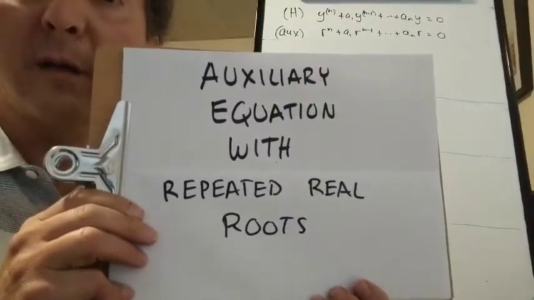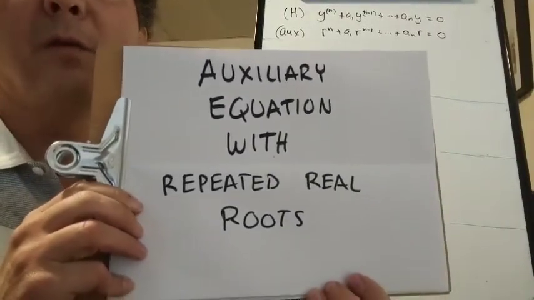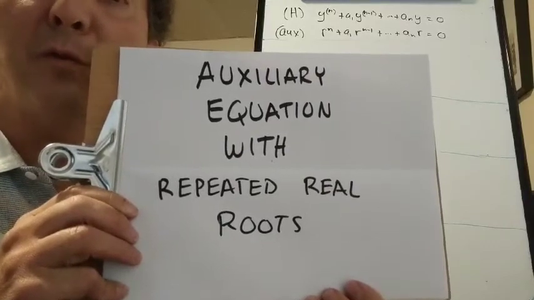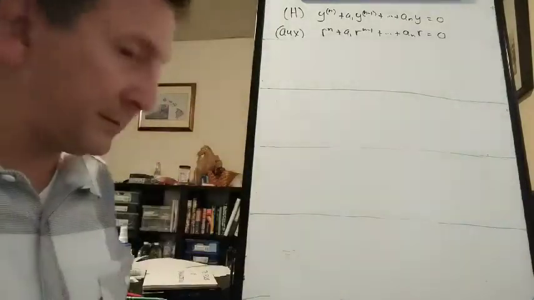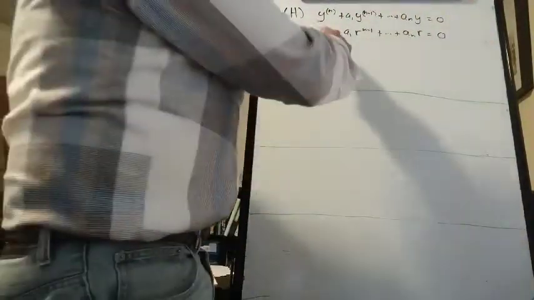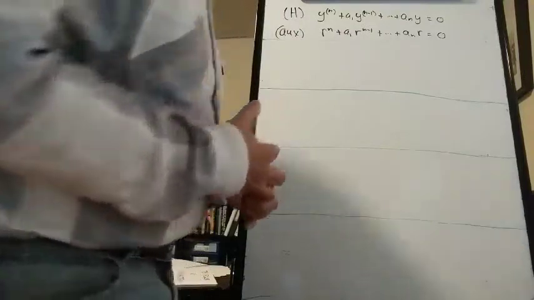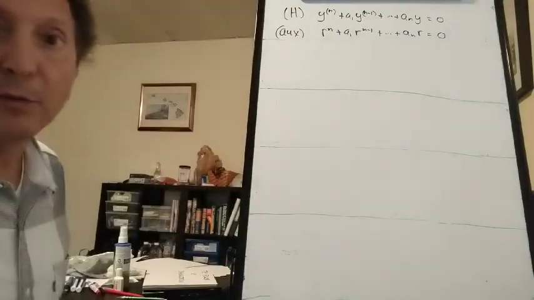All right, now let's look at the next easiest case. What if the auxiliary equation has real roots, but there's some repetition there? So we see a root twice. If we're solving a polynomial of degree n, it could have repeated roots. We could see the same thing twice.